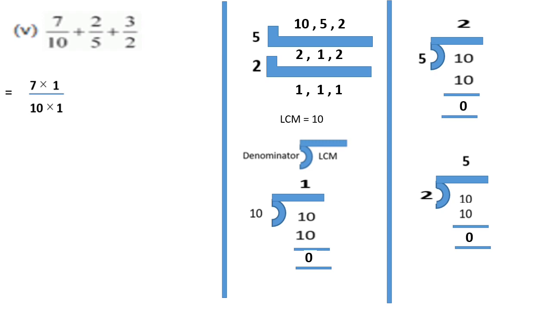7 into 1 by 10 into 1, then plus. Here the symbol is plus. Then for 2 by 5 I have multiplied both numerator and denominator by 2, and for 3 by 2 I have multiplied both numerator and denominator by 5 like this. Now multiply and write the answer. 7 by 10 plus 4 by 10 plus 15 by 10.